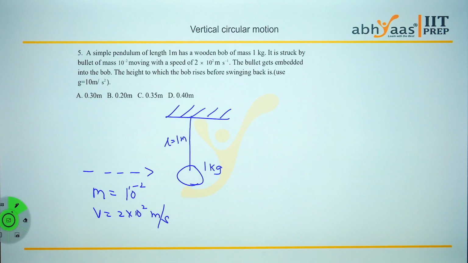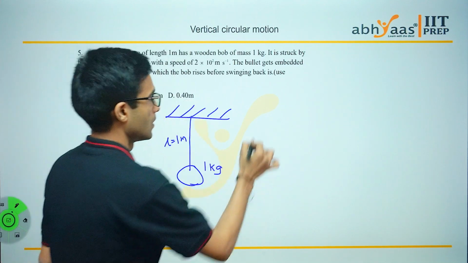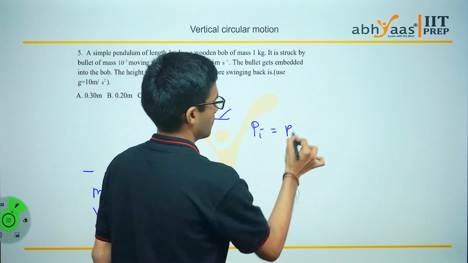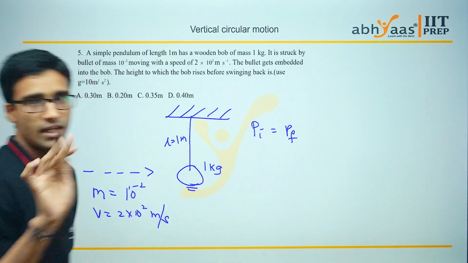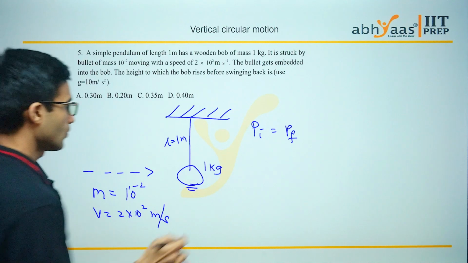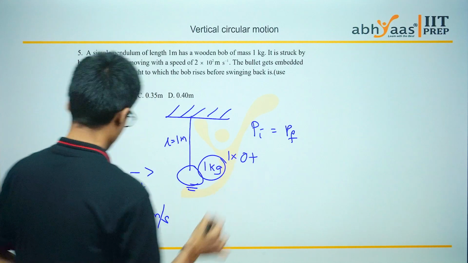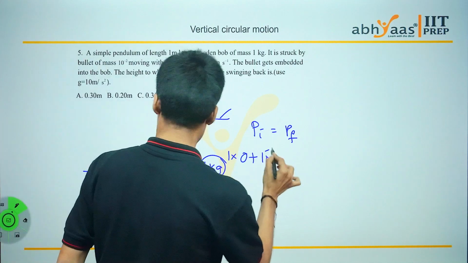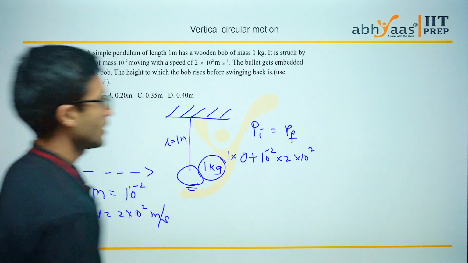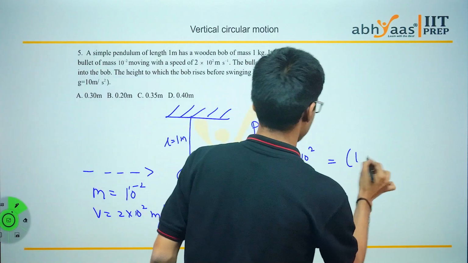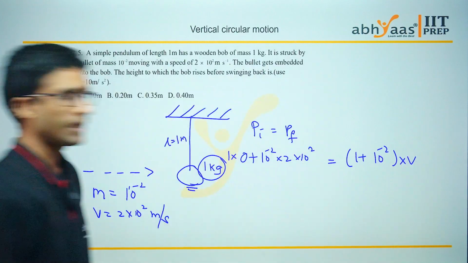So what happened? The bullet gets embedded. That means initial momentum equals final momentum, that is Pi equals PF. Initially the bob is not having any velocity. So m into 1 into 0 plus m into v, that is 10 power minus 2 into 2 into 10 square, is equal to 1 plus 10 power minus 2 into v. So combined, it is going after that.